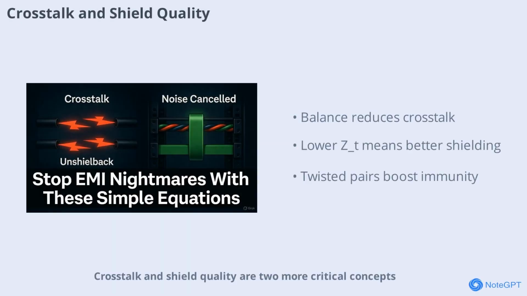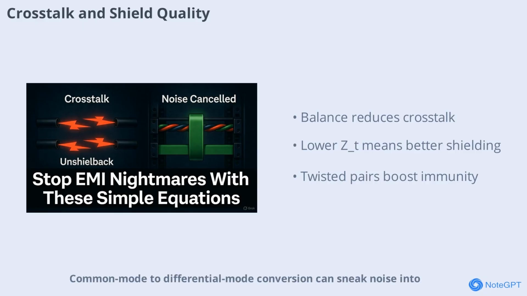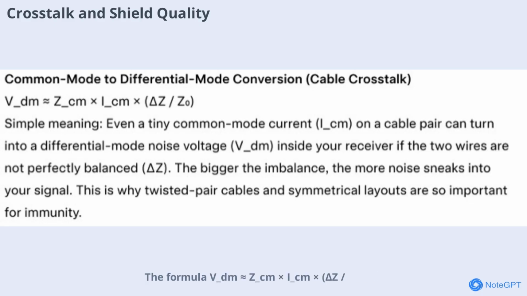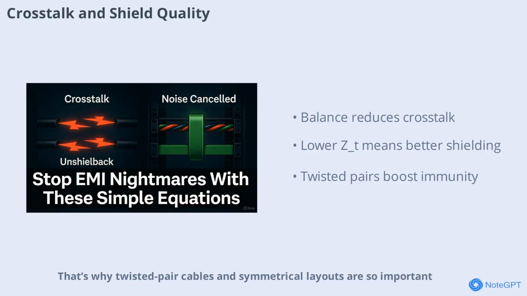Crosstalk and shield quality are 2 more critical concepts. Common mode to differential mode conversion can sneak noise into your signals if cable pairs aren't perfectly balanced. The formula VDM approximately ZCM times ICM times delta/Z0 explains how even a tiny imbalance can cause significant noise. That's why twisted pair cables and symmetrical layouts are so important.